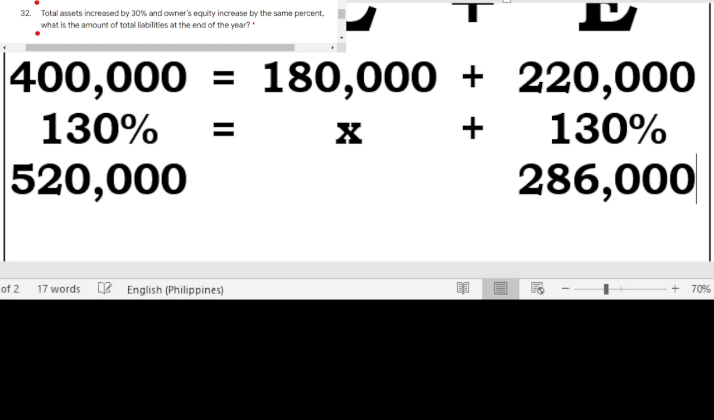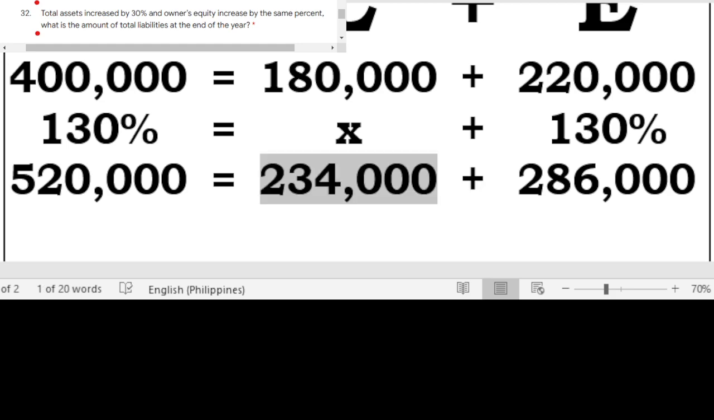So asset less equity of 286, we have liability of 234,000. So our answer for this question is 234,000.